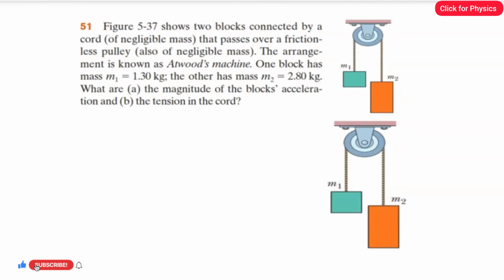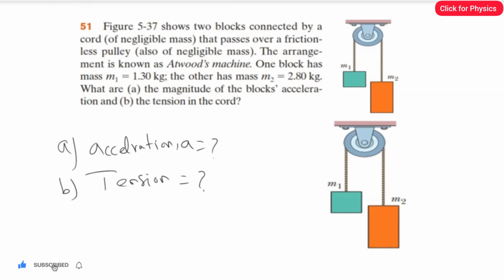So in this question, we have to find the answer for A and B. In part A, we are going to find the acceleration of the block, which is the a value. And in the second part of the question, we are going to find the tension created in the cord, which is the T value.